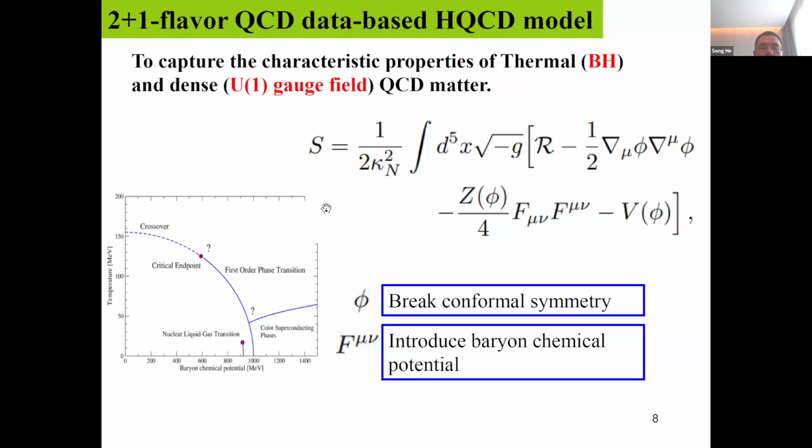One is the temperature, and the other is the baryon number chemical potential. Also, we have to know that in realistic QCD there is asymptotic freedom, and we have to break the conformal symmetry. So we have to turn on a scalar field. This is the effective scalar field, a background field. The scalar field will turn on some sources, with some energy scale. In that sense, we can explicitly break the conformal symmetry. And on the holography side, we need a baryon number chemical potential.